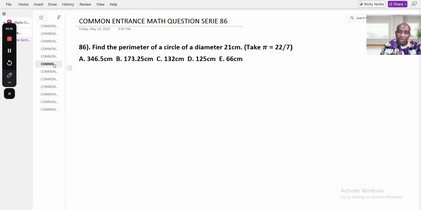Find the perimeter of a circle of diameter 21 centimeter. What is the perimeter of a circle? It is the same thing as the circumference. When the question says find the perimeter of a circle, it means the total round of the circle, which is the same thing as the circumference. What is the formula for the circumference or perimeter? Perimeter and circumference are the same thing.